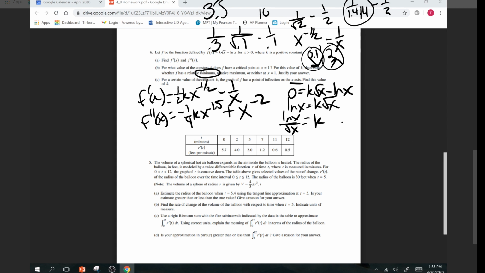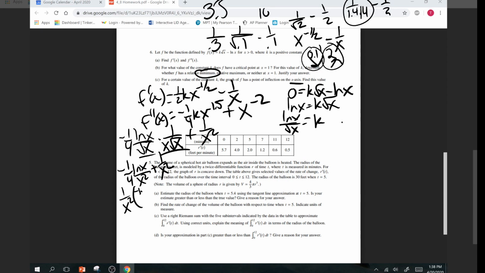Now that you have this, you can just plug this into the second derivative here, and we get negative 1/4 times ln x over root x times 1 over x root x, which is x to the negative 1.5, plus 1 over x squared. And the schnazzy part about this is root x times x root x is just x squared. So we get negative 1/4 natural log of x over x squared plus 1 over x squared. So we can take out the 1 over x squared, and we get negative natural log of x over 4 plus 1, and we can solve this for where it equals 0.